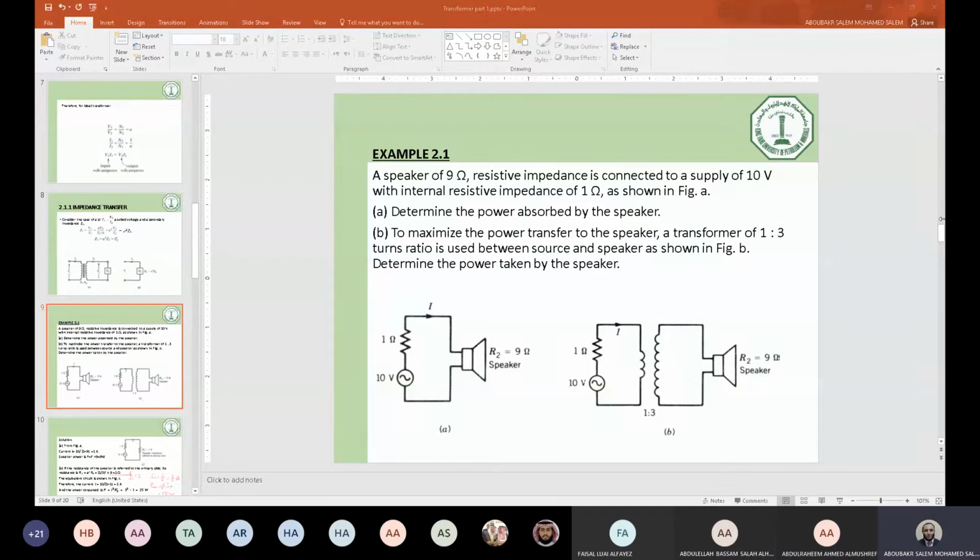I'm not sure. Be active with us, please. How can we calculate the reflected impedance? What will be the value of Z2 prime? Yes, we take the value of the other side of the impedance. It's 9 ohms. So what will be the value now? I'm not sure about the value. Please be active.